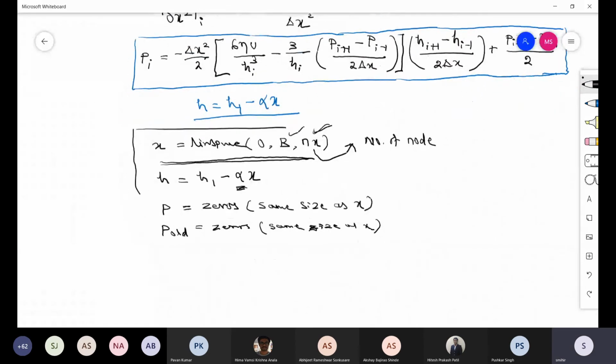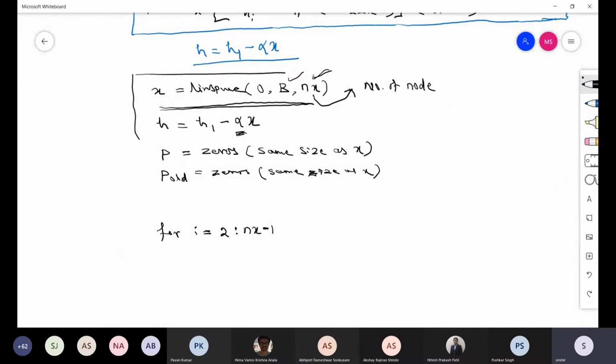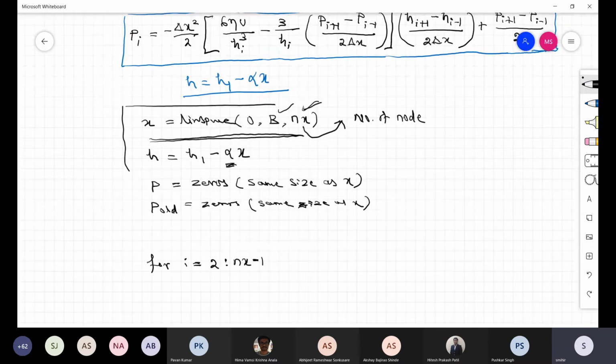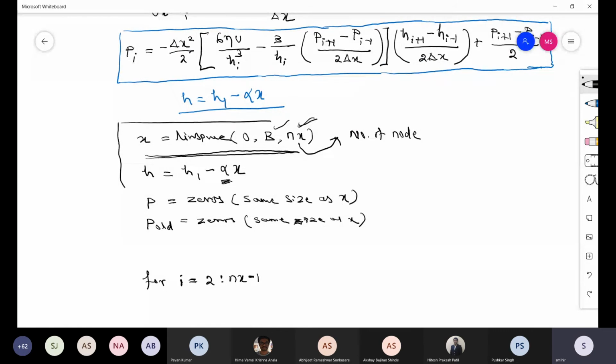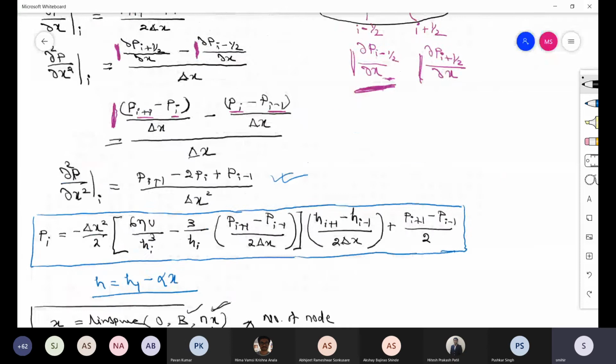Okay. So what I'll do, I'll take a for loop for I equal to 2 to nx minus 1. Why am I taking 2 to nx minus 1? Can anybody tell me why I am not solving the first point and last point? Those are boundary conditions. Yes. Okay. So as your friend says, these are the boundary conditions.